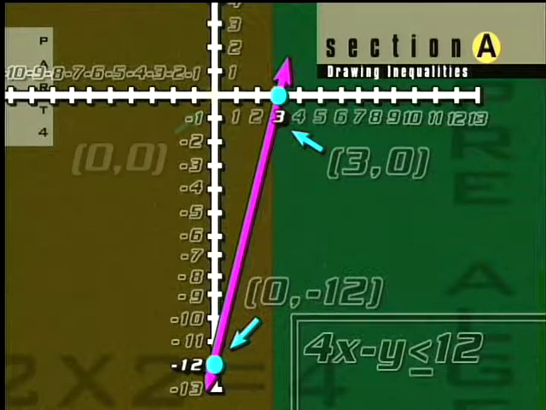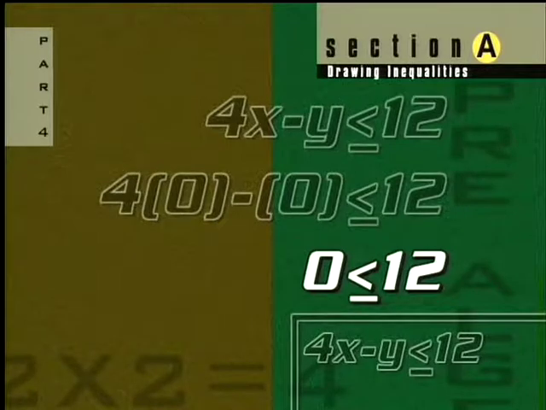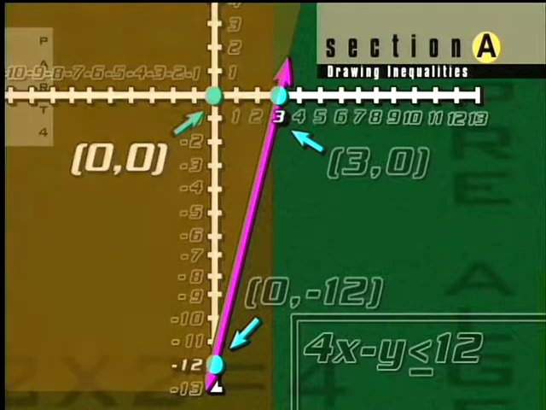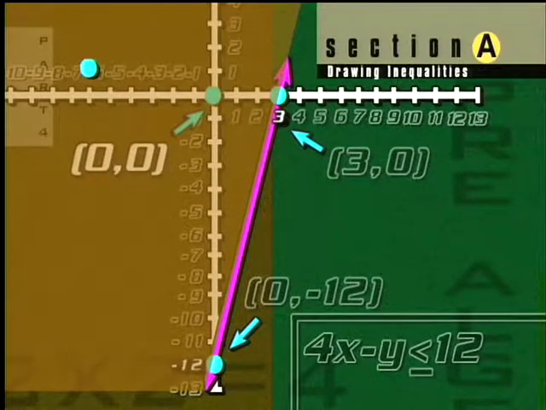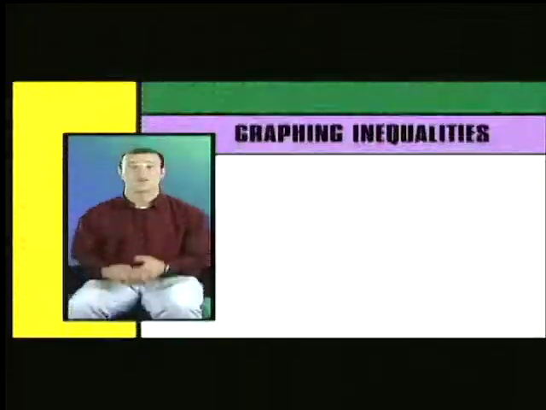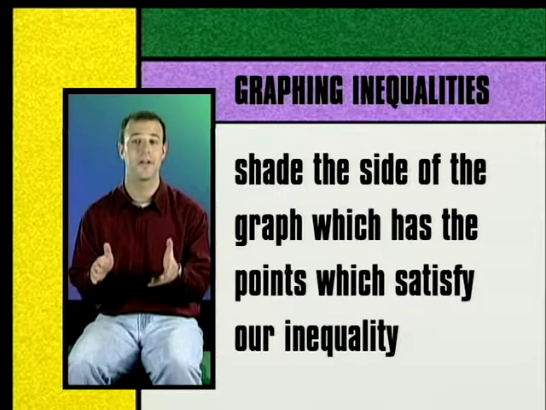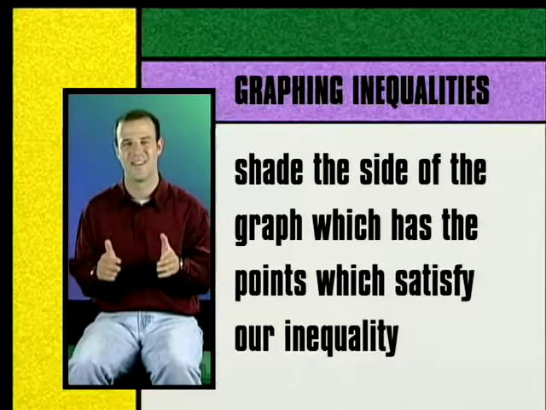If we choose the test point 0, 0 and plug it into our original inequality here, we get 4 times 0 minus 0 is less than or equal to 12, which equals 0 is less than or equal to 12, which is a true statement. So, because 0, 0 worked in our inequality, we're going to shade the side of our graph that houses 0, 0. Here the bottom and left sides are shaded, so any point in here will satisfy our inequality. Okay, so when we graph inequalities, we shade the side of the graph that has the points which satisfy our inequality. Now let's get jiggy with it and do the same thing with two inequalities.